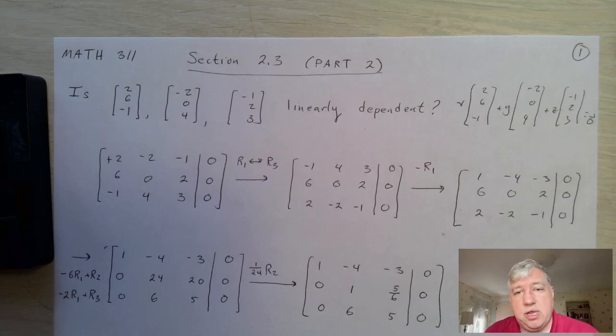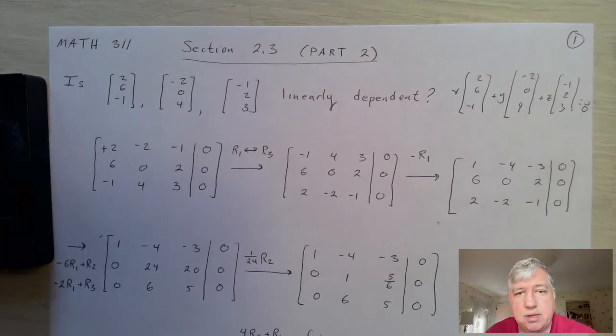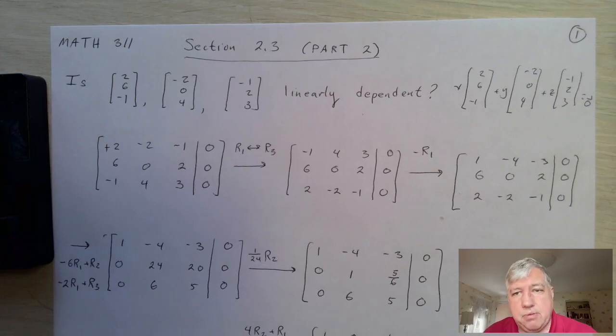And then we're going to see how this relates to some conclusions that we can make about the rows and columns of a matrix. So we're going to start off with an example that we talked about in the last lecture, and that is determining the linear independence or linear dependence of column vectors.